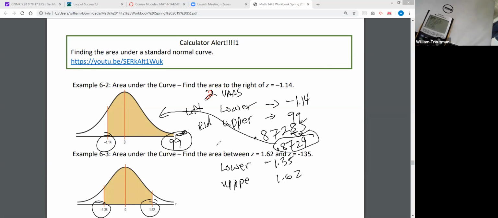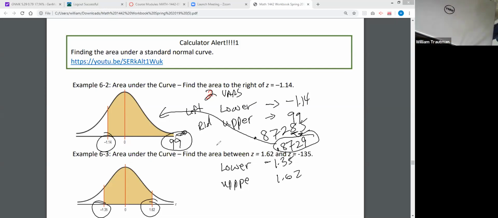Second vars, number 2. Lower, we said, was negative 1.35. The upper was a positive 1.62. And when I hit enter, enter, enter, enter, and enter one more time, it tells me somewhere around 85% is shaded in.